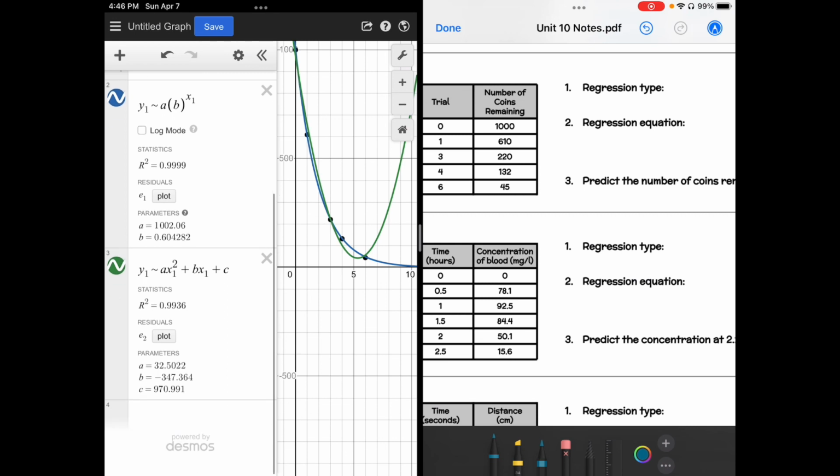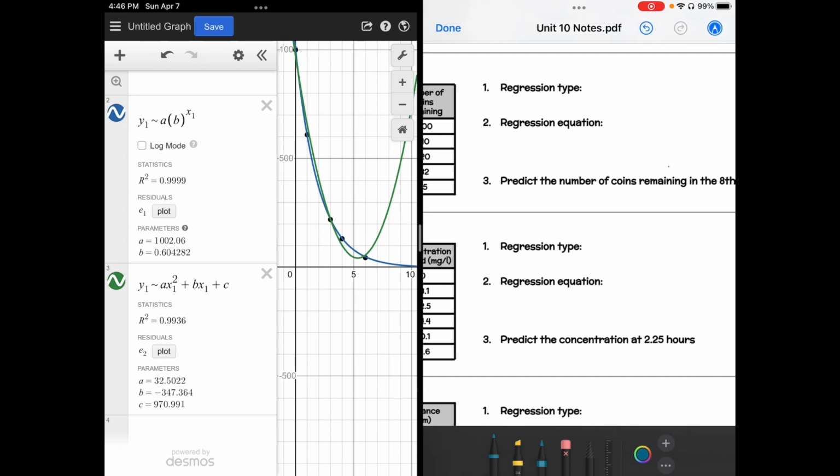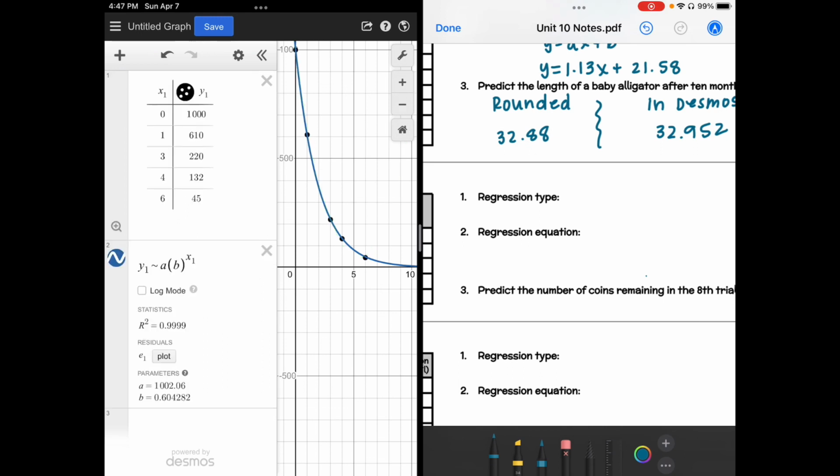All right, so if we look, we have 0.9999 for our exponential and 0.9936 for our quadratic. So they're both pretty good. And again, this could be a question where they tell you to use quadratic, even though exponential is better, but we're trying to find the best fit in this one. So we're going to go ahead and stick with our exponential because that 0.999 is way closer to 1. So our regression type is going to be exponential.